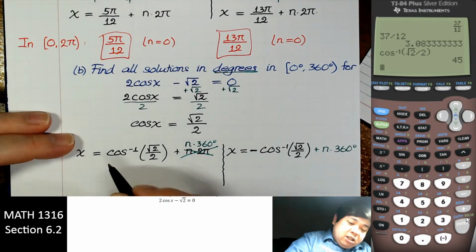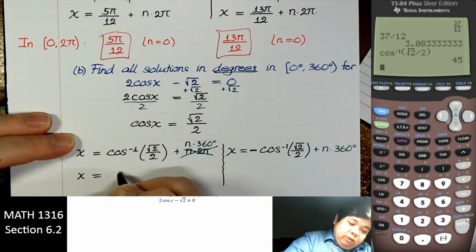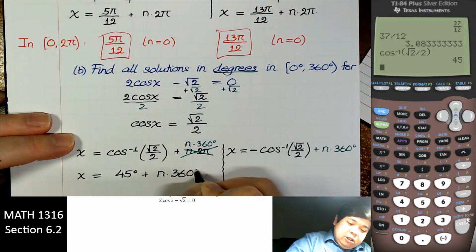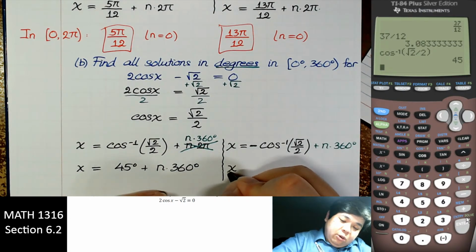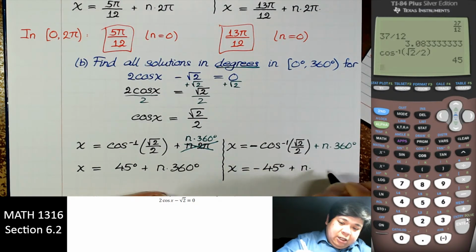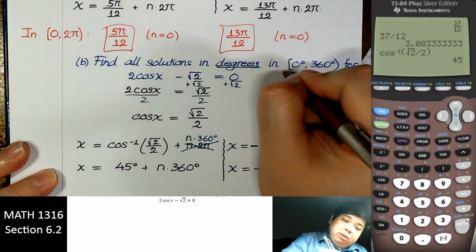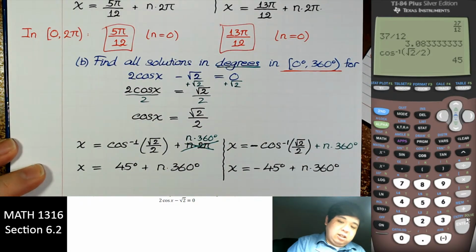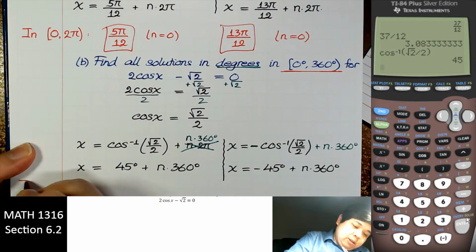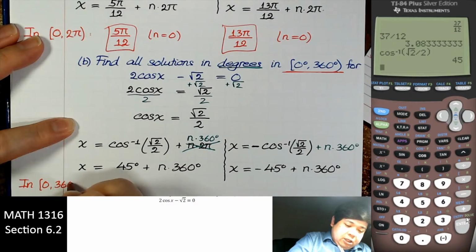Of course, we can also look at the unit circle. So anyway, x equal to 45 degrees plus n times 360. Over here, x equal to negative 45 degrees plus n times 360 degrees. Right. Now notice that the solution has to be between 0 and 360 degrees.